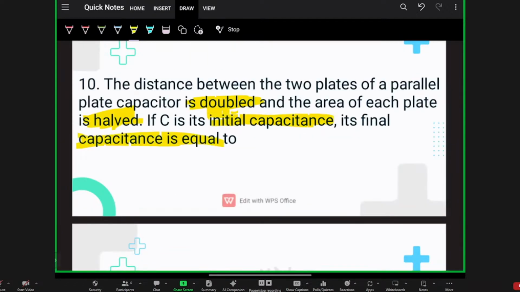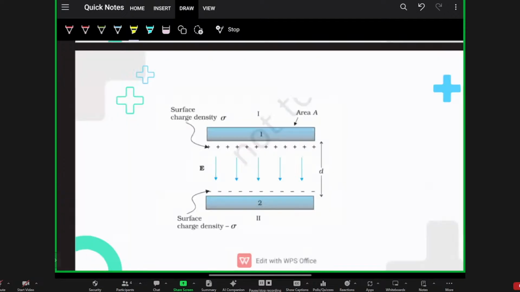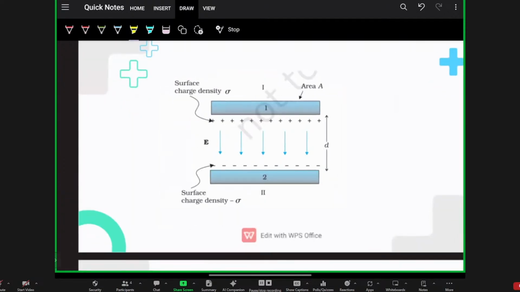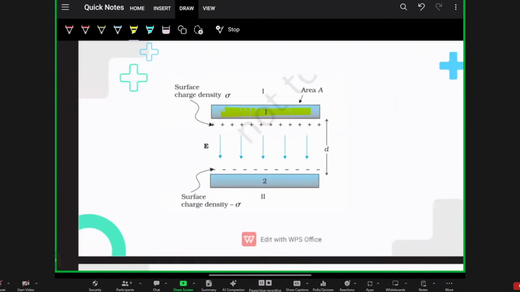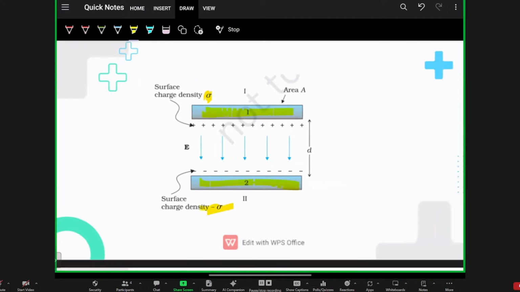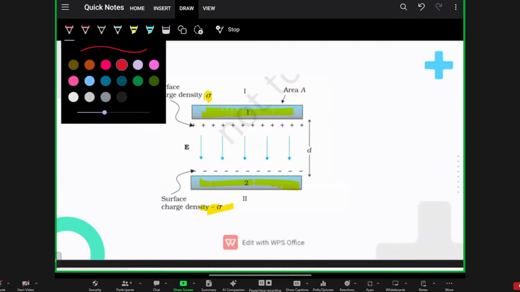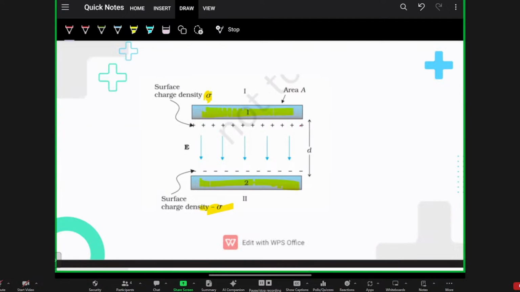Okay, see, this is the typical picture of a parallel plate capacitor having two plates parallel to each other. Plate 1 contains positive charge and has surface charge density sigma, and plate 2 contains negative charge and its surface charge density is negative sigma. So obviously the direction of electric field will be from positive charge to negative charge, correct? So electric field lines will be like this.